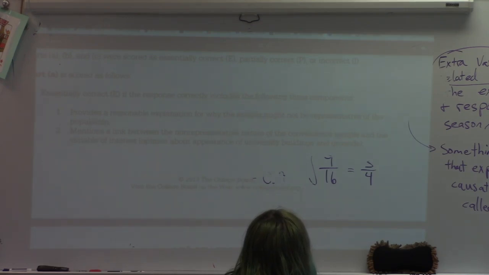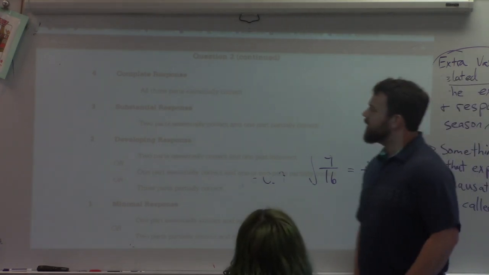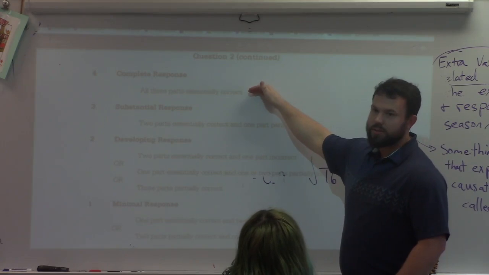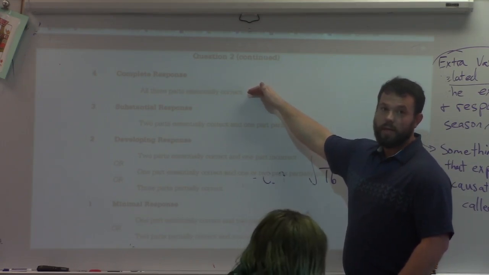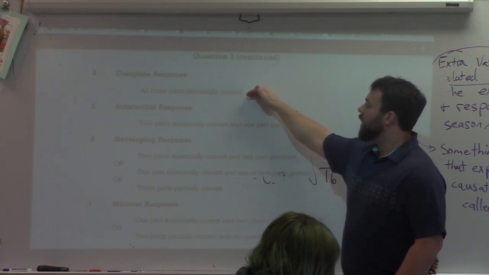What I did not cover last time is I should have shown y'all this as well. At the end of all of this, there is a way to determine what you score as well. So, if it is a complete response, all three parts are essentially correct. That's what earns you a 4. It's hard to get a 4. That's why there's that scaling in there.